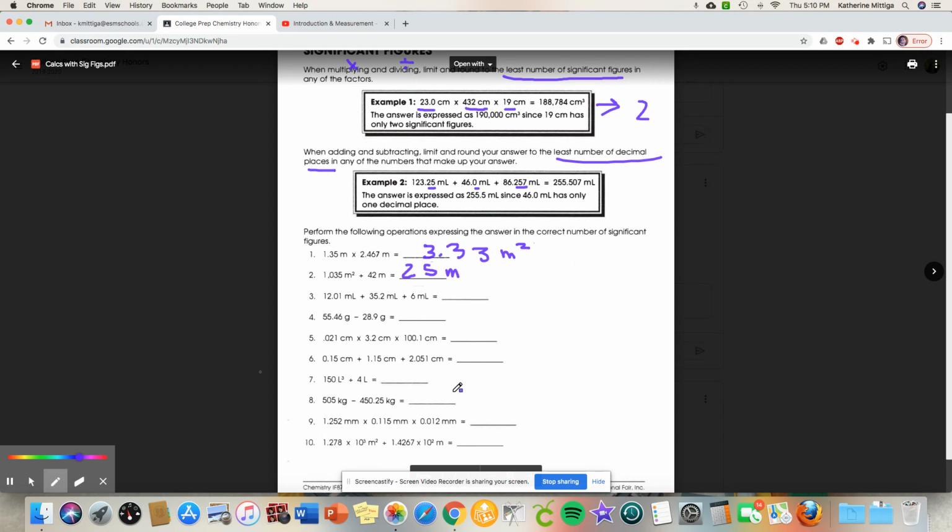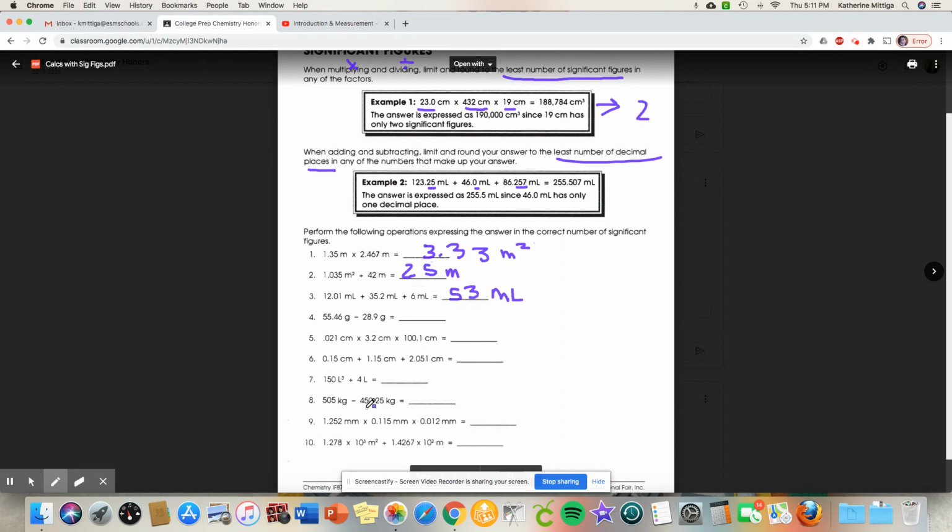All right, our next one is addition, which means we are not going to do total number of sig figs. We're going to do the fewest number of decimal places. If you look, this has 2 decimal places, this has 1, this has none. So our final answer should not have any decimal places. 12.01 plus 35.2 plus 6 gives me 53.21. I need to round that to no decimal places. This 2 is not going to round the 3 up, so I'm left with 53. Now let's talk units. Since we're adding, it's just milliliters. Do not cube it.